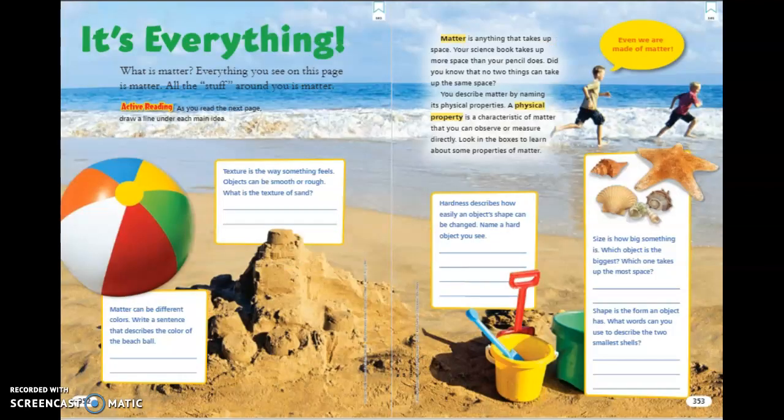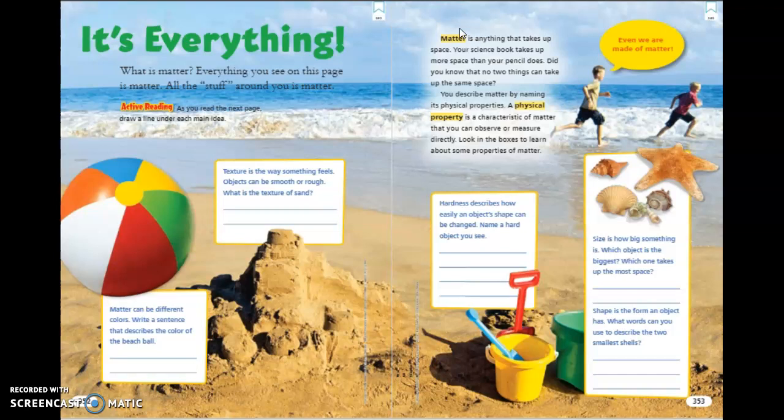What is matter? Everything you see on this page is matter. All the stuff around you is matter. Active reading. As you read the next page, draw a line under each main idea. So when we find the main idea while we're reading, make sure you underline it.